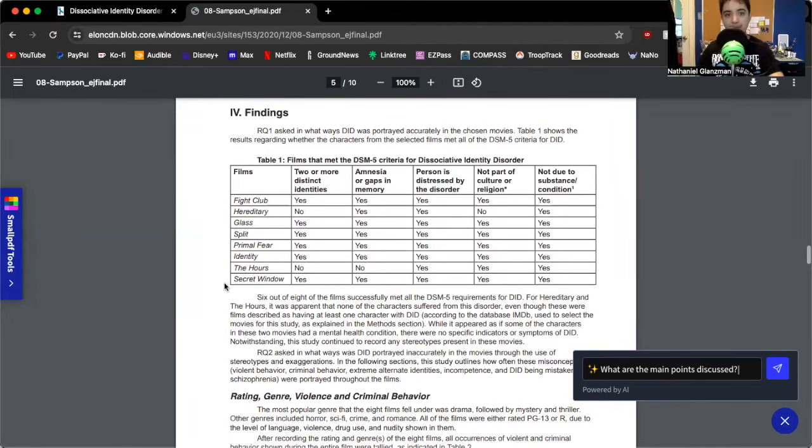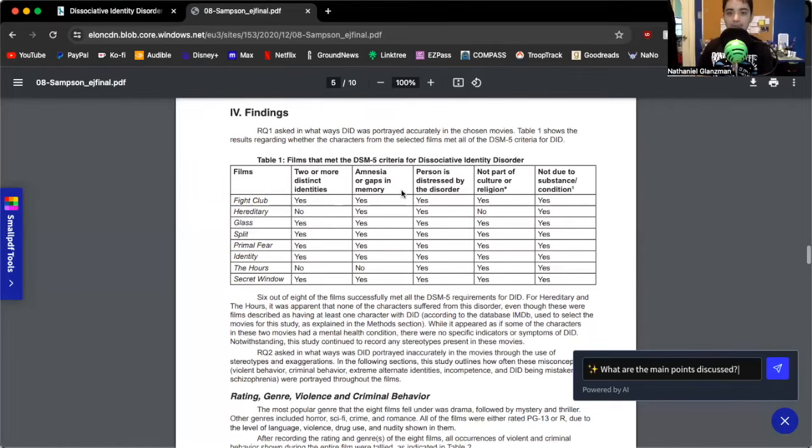So I do encourage you to read this article because it'll give you a sense of how characters with DID are portrayed in fiction and why people have a problem with certain portrayals. So again, people with DID often have two or more distinct personalities.